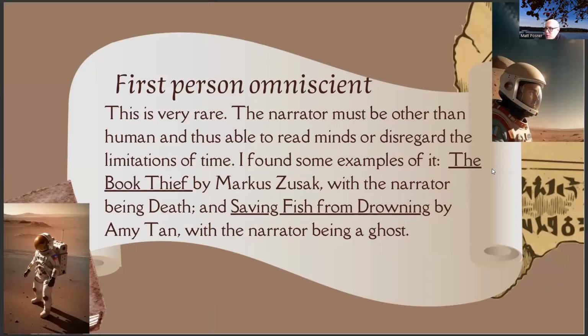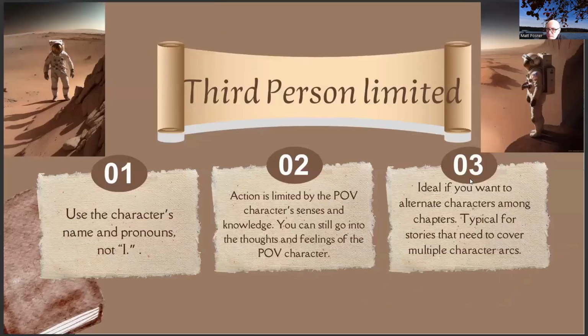The first person omniscient is extremely rare. The narrator has to be some non-human entity that can read minds or disregard time limitations. I did look up and found some cases where it was done. The Book Thief by Marcus Zusak, because the narrator is death, so death is beyond human. And then Amy Tan uses a ghost character in Saving Fish from Drowning. These are two books I'm looking forward to reading.